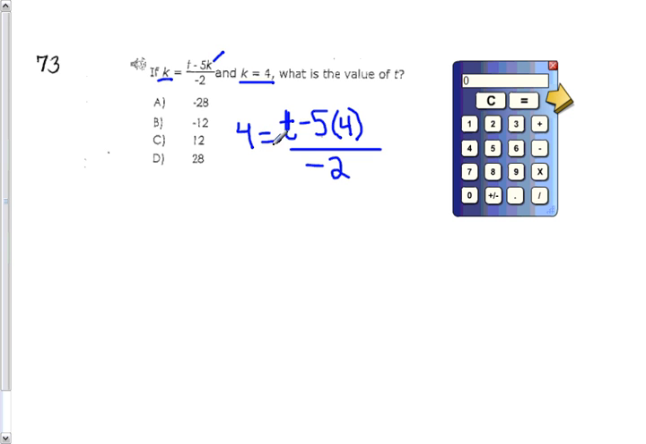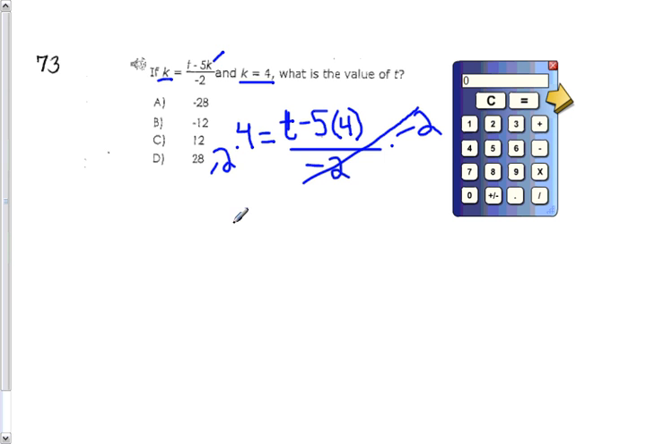So we have 4 equals t minus 5 times 4, and all that is divided by a negative 2. And how we would solve this from this point is we need to multiply both sides of the equation by a negative 2. Remember, we're dividing by negative 2. Our goal here is to isolate the variable. So if we're dividing by negative 2, we need to multiply by negative 2. I'll draw a line that will cancel all those out. So we need to multiply by negative 2 also on this side.